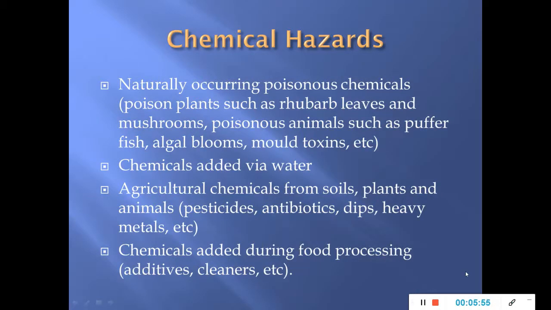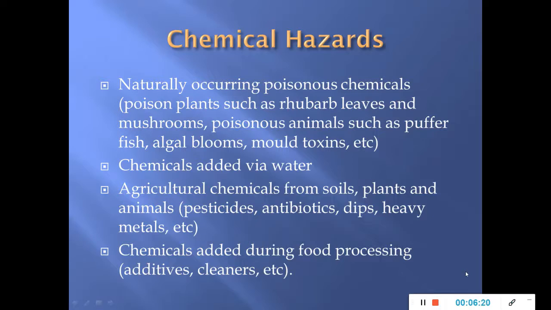So, let me talk about the naturally occurring poisonous chemicals. We have already told some poisonous plants such as rhubarb leaves and mushrooms, and poisonous animals such as puffer fish, and you can also have sometimes algal blooms and mold toxins. These could all serve as natural occurring poisonous chemicals. Then the chemicals which are added to the water.